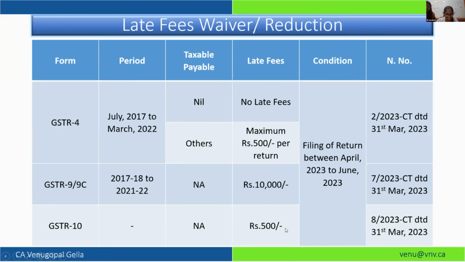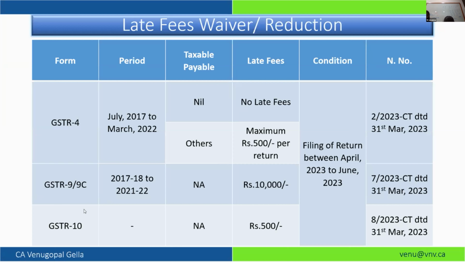For regular taxpayers, whether the taxpayer has a liability or not, there is a late fee. While for a composition dealer, if there is no liability, then there is no late fee. But whereas coming to GSTR 9 and 9C, whatever your liability, even though it's nil, late fee is applicable and late fee is limited to 10,000 per financial year.